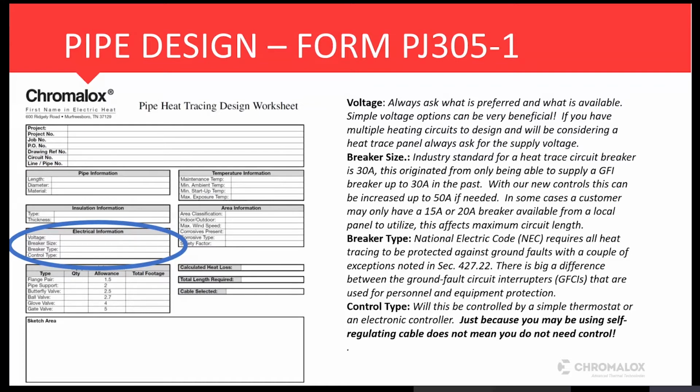So if the customer does not have a ground fault breaker, and there's a big difference between a GFCI and an EPD breaker, and a GFI. So know your breakers. If they do not have ground fault available, then we need to supply an ITC, an ITLS panel. We need to supply something that provides the ground fault for the heating circuit. So always ask, not only what voltage, what size the breaker is, but what type. Do you have a ground fault breaker or not?